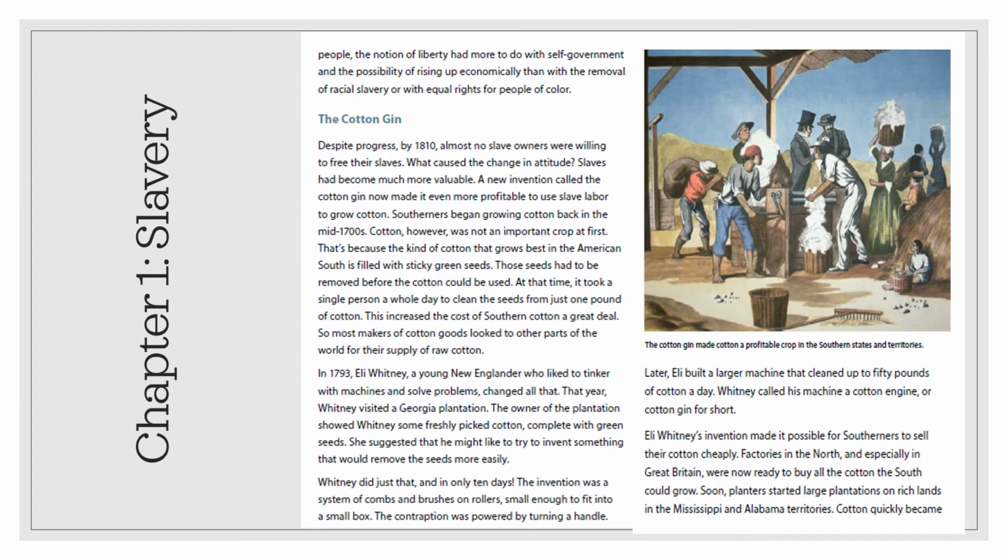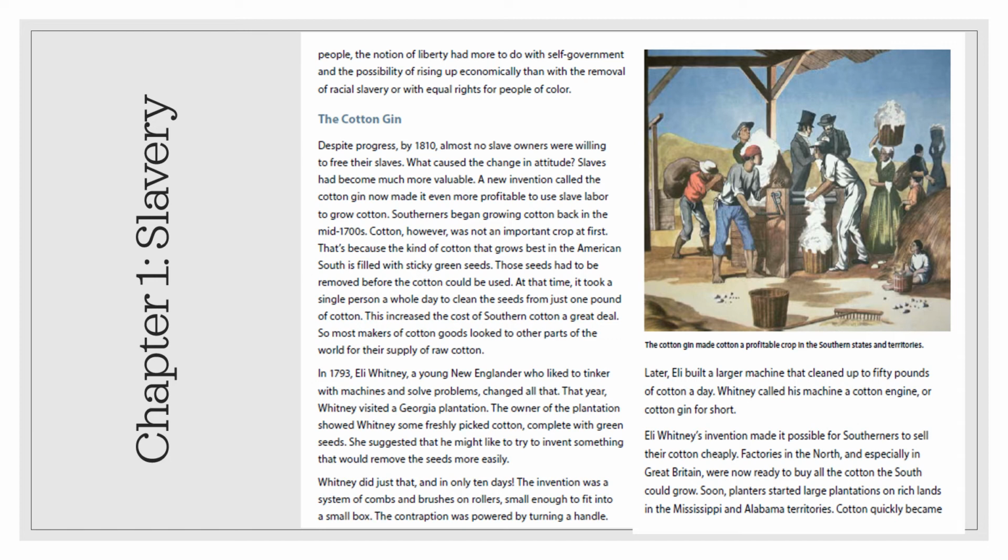The invention was a system of combs and brushes and rollers small enough to fit into a small box. The contraption was powered by a turning handle. Later, Eli built a bigger machine that cleaned up to 50 pounds of cotton a day. Whitney called his machine a cotton engine, or cotton gin for short. Eli Whitney's invention made it possible for Southerners to sell their cotton cheaply.